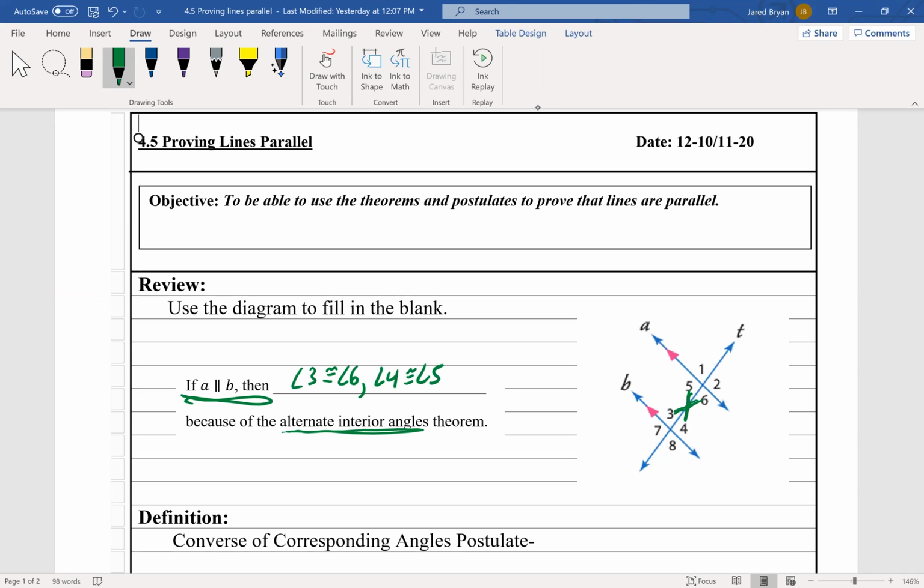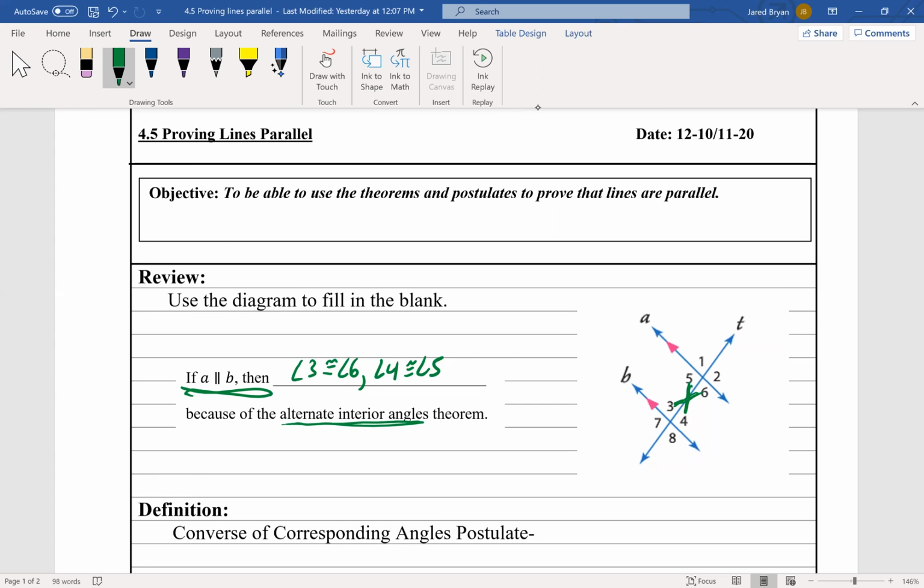Okay, so just something to keep in mind on these kinds of problems, or proofs that we've worked on: I can use that theorem to say these angles are congruent. What we're doing today is we're swapping the order. Last class, we said if the lines are parallel, here's what I know about the angles. Now we're going to swap that, and we're going to say, here's what I know about the angles, tell me that the lines are parallel. And we'll talk about how we do that.